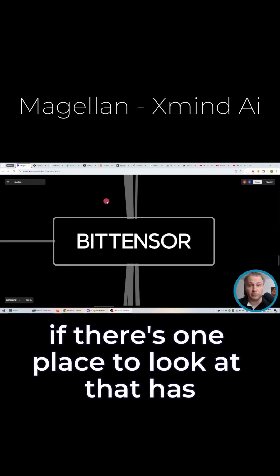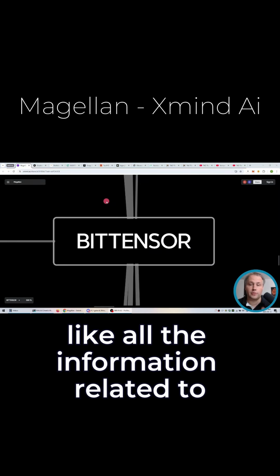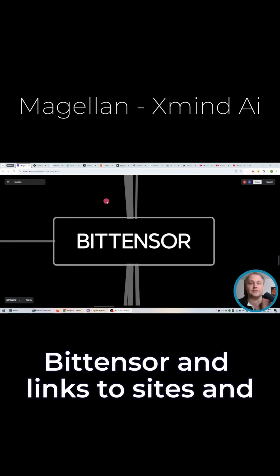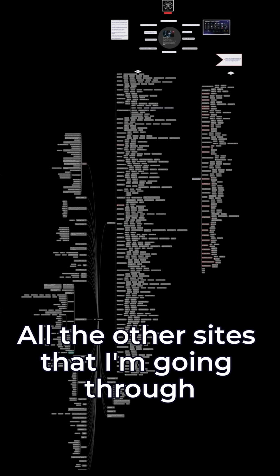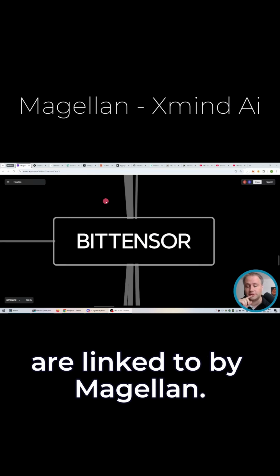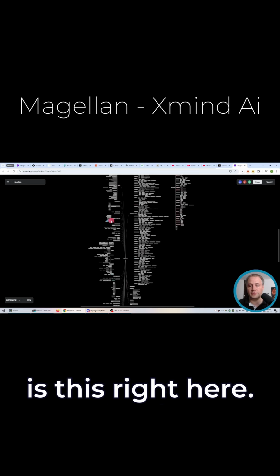So if there's one place to look at that has all the information related to Bittensor and links to sites and everything, it's Magellan. All the other sites that I am going through are linked to by Magellan. Of course, the most important information is this one right here.